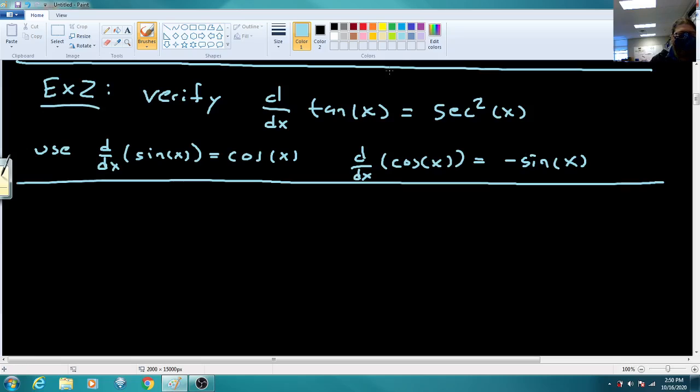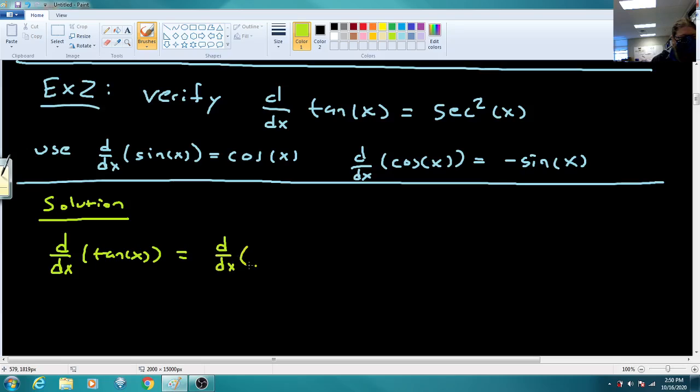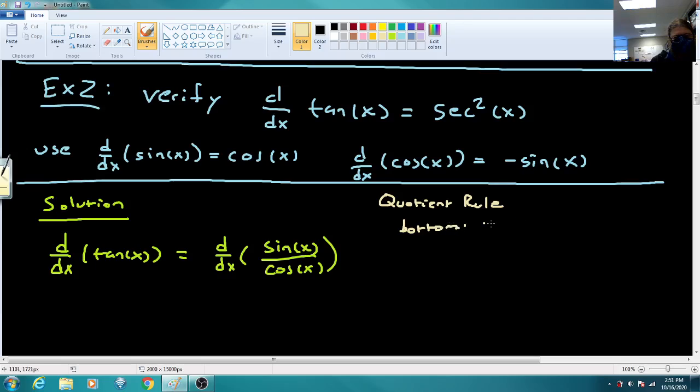Okay, so we want the derivative of tangent. We want to show the derivative of tangent is somehow secant squared. So we'll start out with tangent. And we'll remember from pre-cal, tangent's really sine of x over cosine of x. And so I'm taking the derivative of a division, which we can do using the quotient rule, which we'll write up here just to remind us. It's bottom left alone times the derivative of the top, minus top left alone times the derivative of the bottom, all that over the bottom squared.